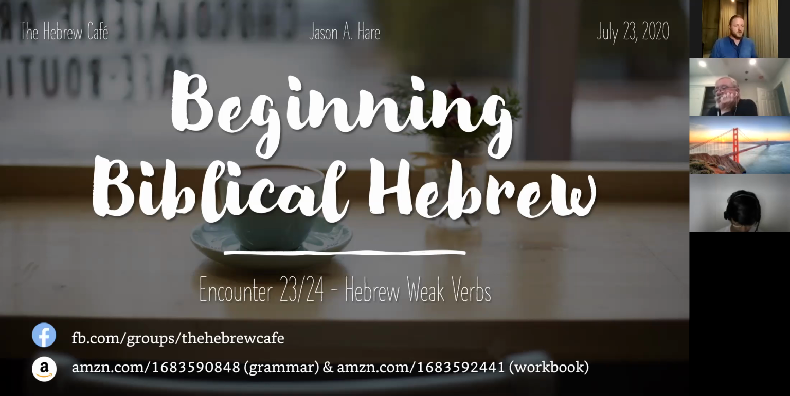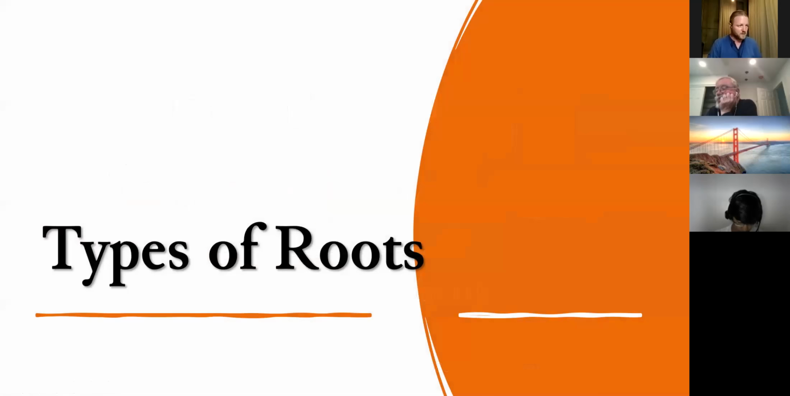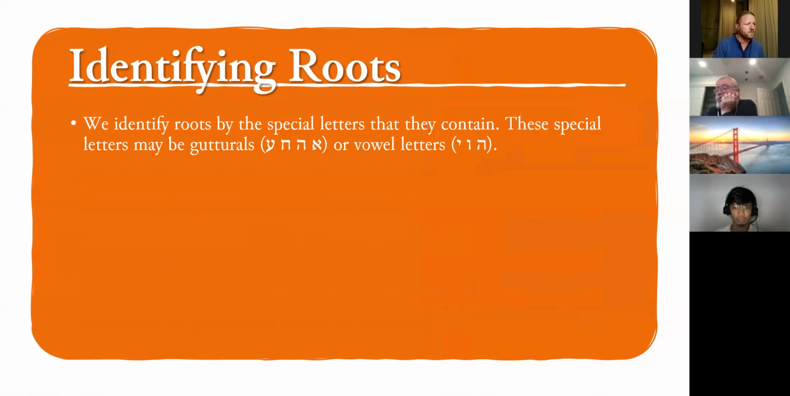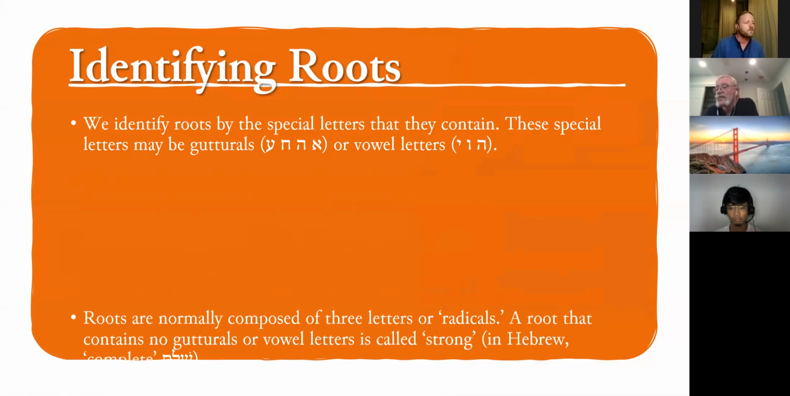Today we're going to actually start with the Hebrew weak verb and how we identify weak verbs and what it means. So first of all, types of roots. We're going to look at identifying roots in Hebrew. We identify roots by the special letters that they contain. These special letters can be gutturals or vowel letters, obviously because these cause issues whenever they appear.